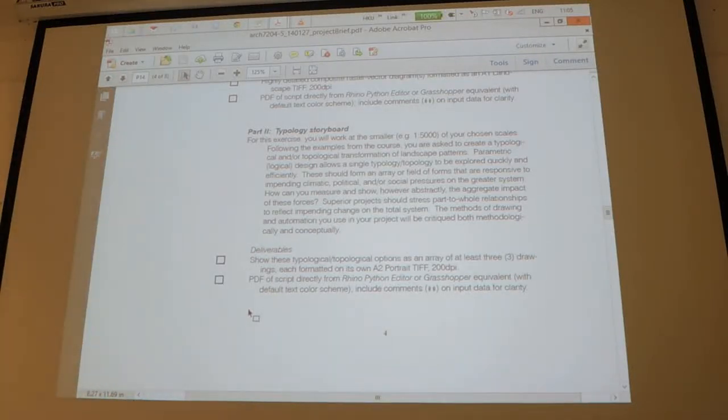You just copy and paste, or is there a way to? I don't know about Grasshopper. I haven't tried. But for Python? Oh, Python definitely. Python you just print. You can print directly from the window.